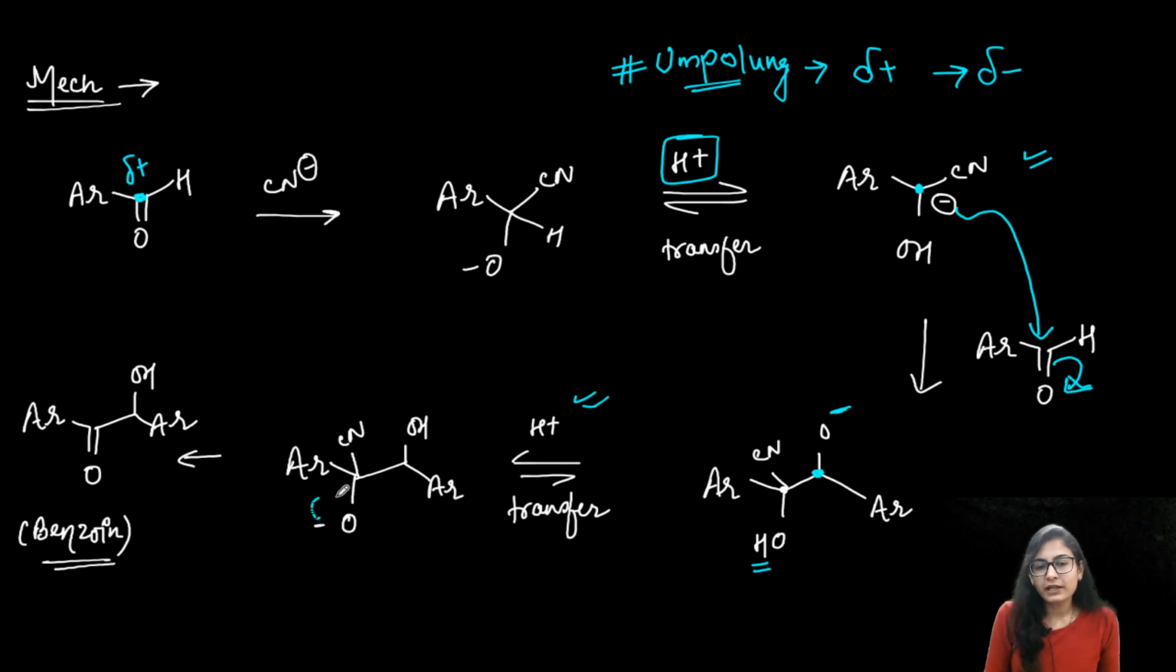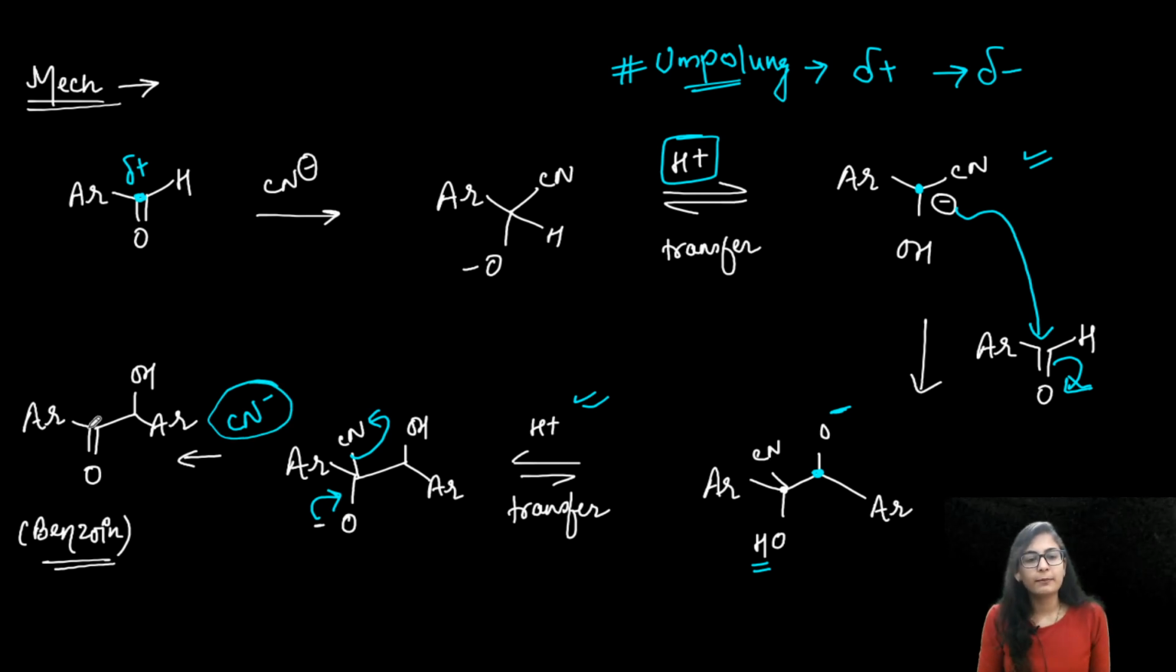Now this O minus is going to fall over this carbon to be able to push away the cyanide. So there is a loss of cyanide again, and you get the benzoin. Yes, alpha hydroxyaryl ketone. This is what you get. All right.